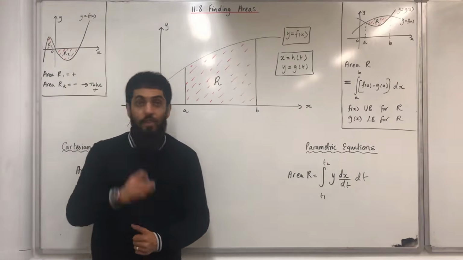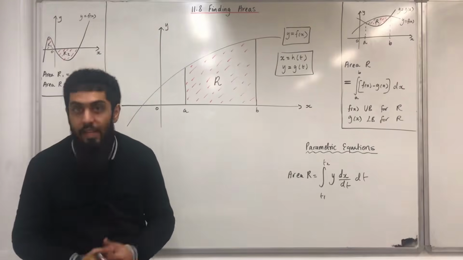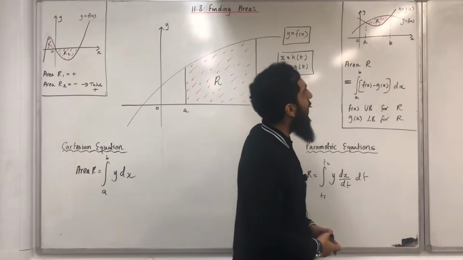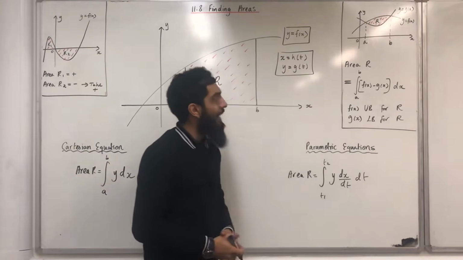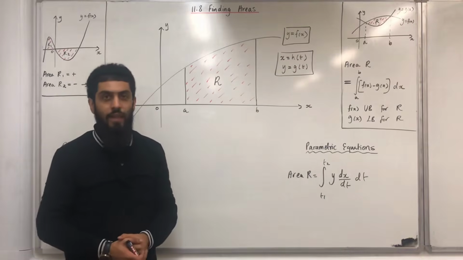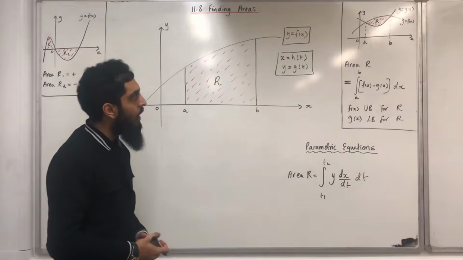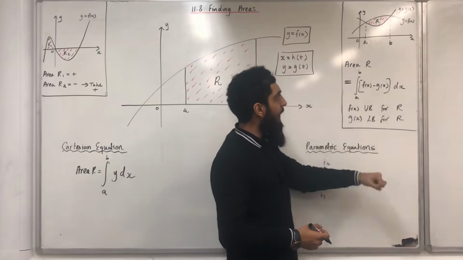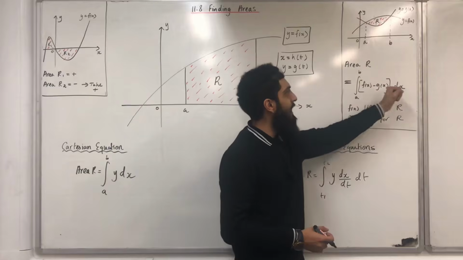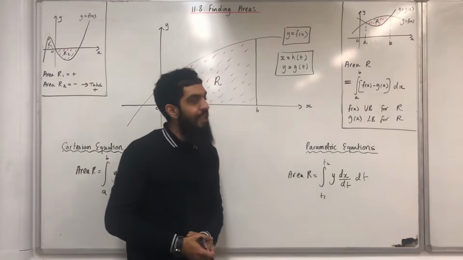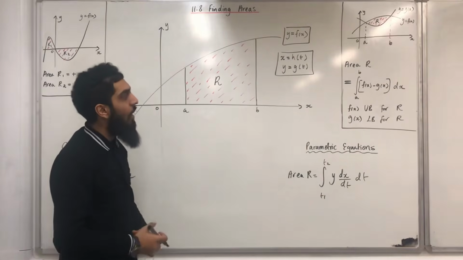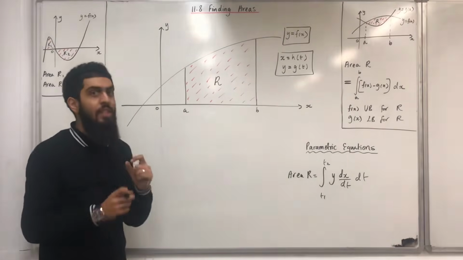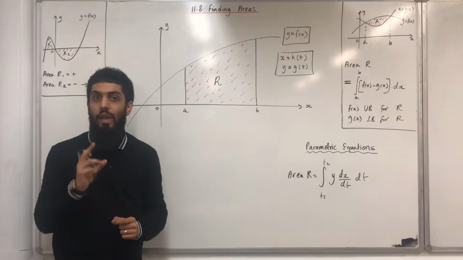There are other areas that you need to be able to calculate in the exam. So over here, I've got the area R, which is bounded by the curve y equal f of x and the curve y equal g of x. The quick way to calculate area R is to take the integral from a to b of f of x minus g of x in square brackets dx. Now, f of x is the upper bound for the area R and g of x is the lower bound for the area R. So you need to get your upper bound and lower bound correct.